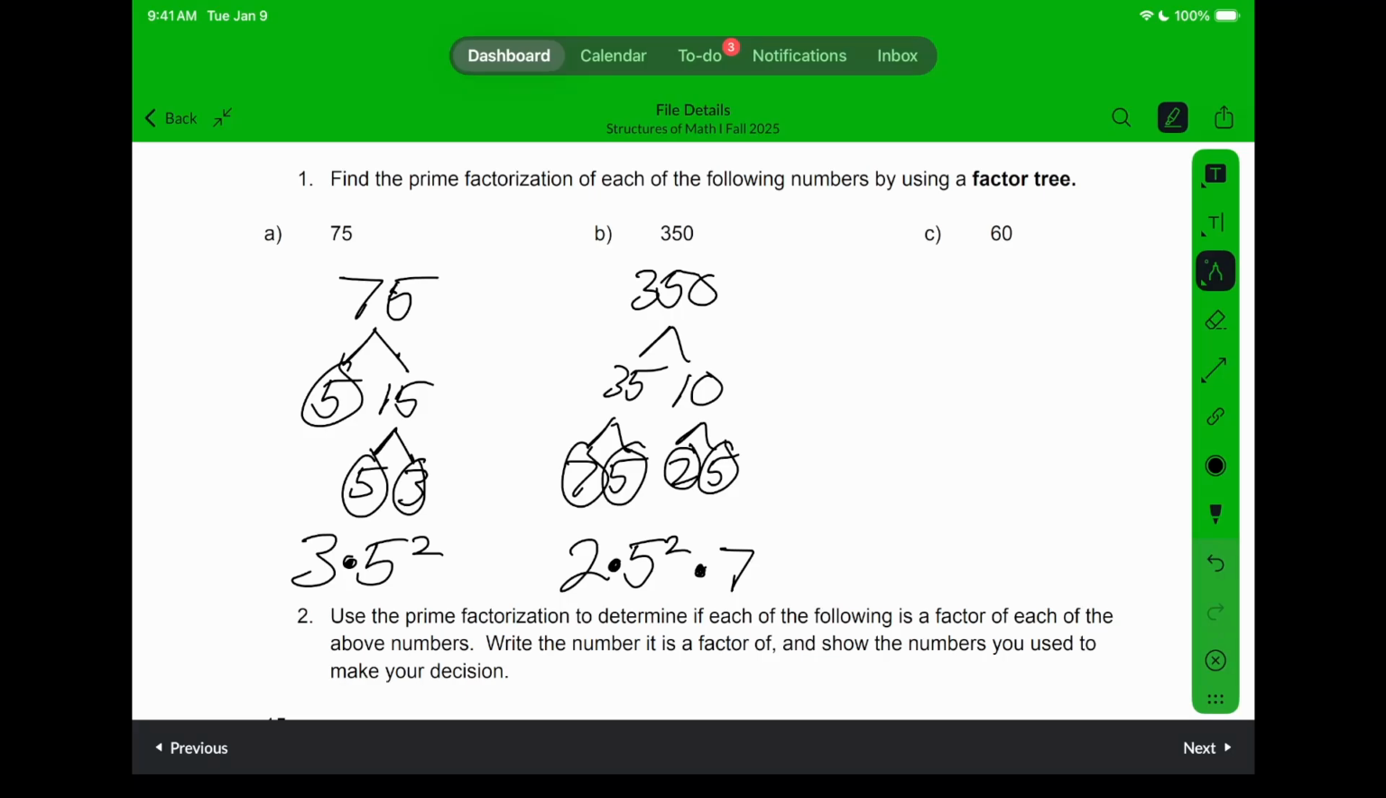Remember to put that they're being multiplied. It's technically better to put 5 squared, but if you don't remember that, you can put 2 times 5 times 5 times 7. Just make sure that they're all getting multiplied. Don't put 2 plus 5 plus 5 plus 7. That's wrong. That's not 350. That's 19.